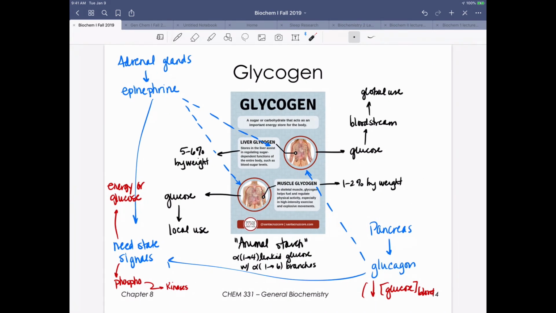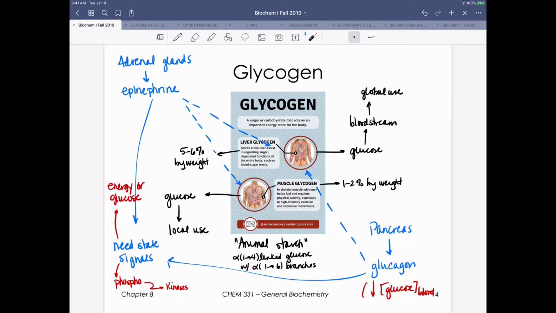So we talked a little bit about glycogen, again reminding you we can refer to glycogen as animal starch. So starch, meaning it's got alpha 1,4 linkages with alpha 1,6 branch points. So this is your equivalent of sort of a storage form of glucose in your body. You store it in two main areas. You can store it in your liver, and you can store it in your muscles. So about 5 to 6% of the weight of your liver is actually glycogen, and about 1 to 2% of the weight of your muscles is actually glycogen.